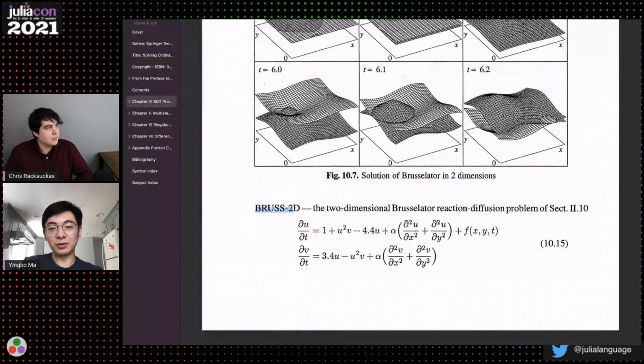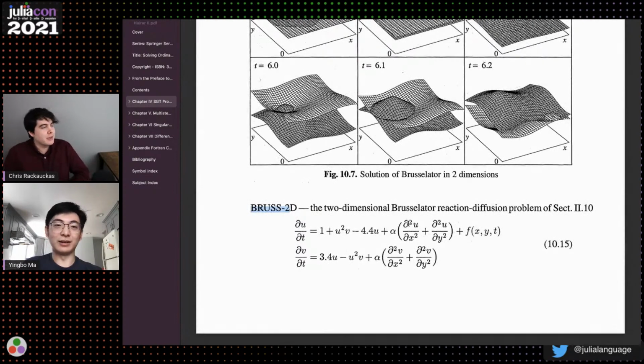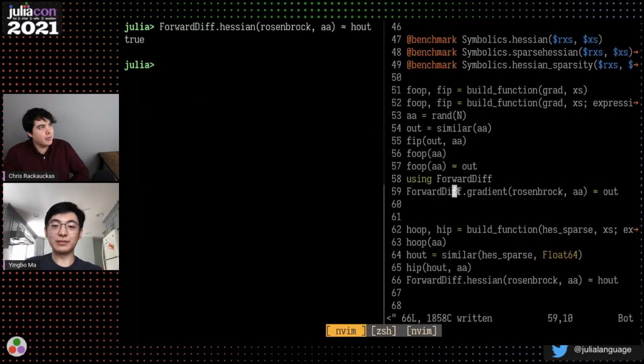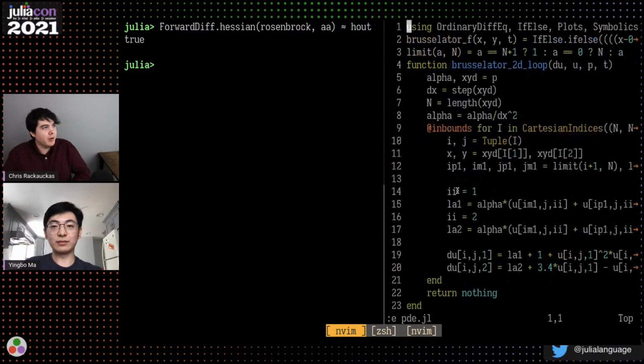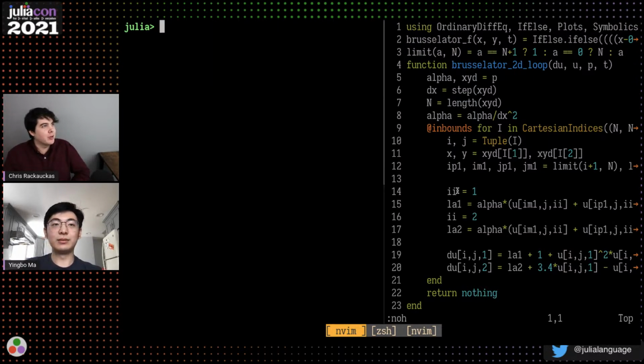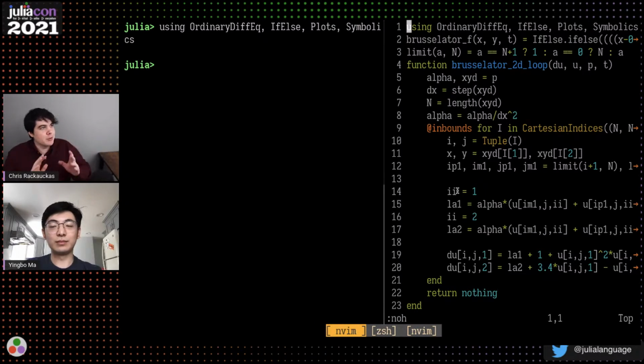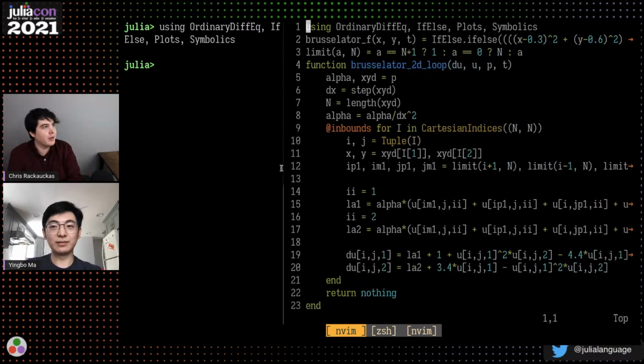Chris, do you want me to code this live, or should I? I think it'd be fine to copy it over. Okay. So what Yingbo is going to copy over here is just going to be a discretization of that partial differential equation. You can think about it as just a really big ODE model if you don't know where that would come from. But it's this ODE model written with loops and all these little nasty things in there to handle boundary conditions and all that.